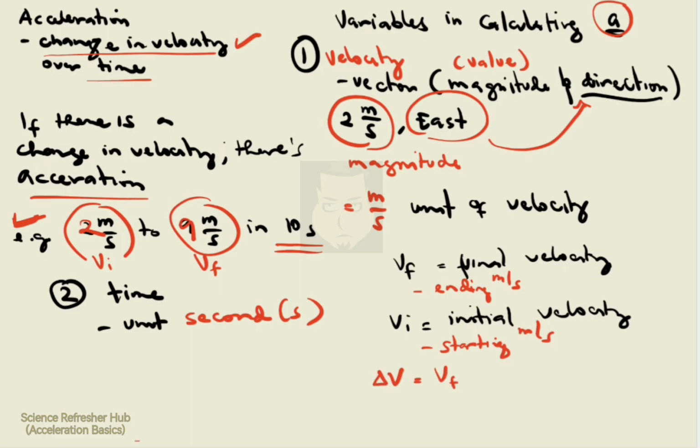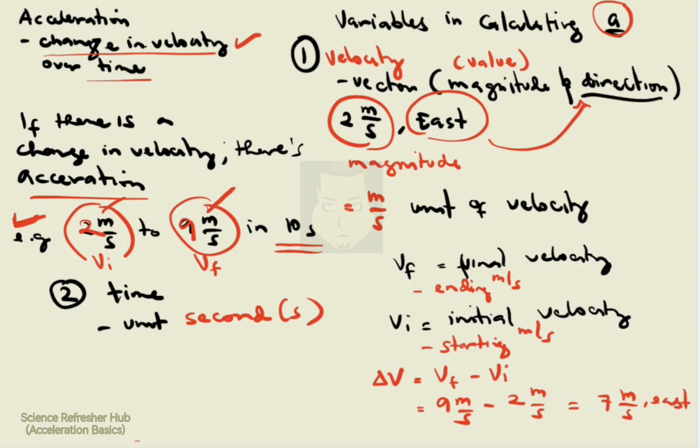by just subtracting final and initial. So our final is 9 meter per second. This is our final. This is our initial. Copy, minus. And then initial is 2 meter per second. And therefore, our change in velocity is 7 meter per second. And there must be direction. So let's say it's east.